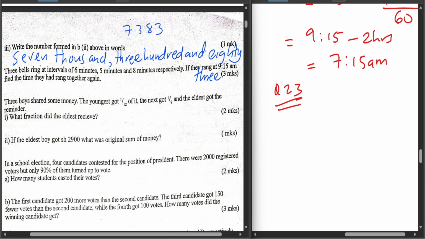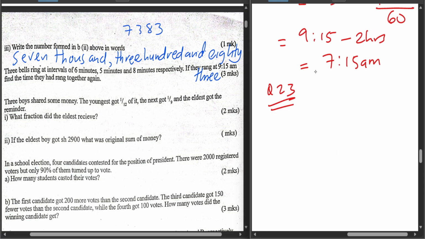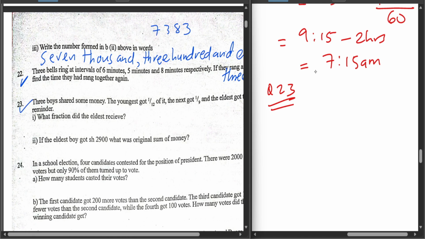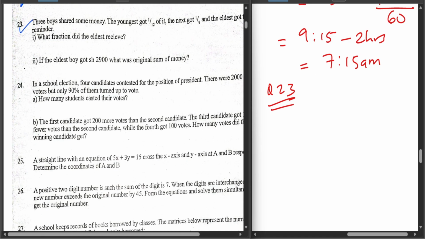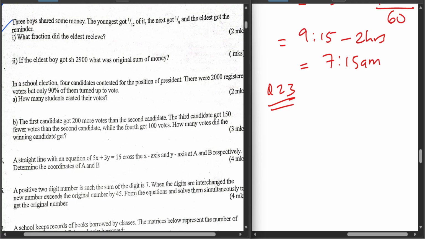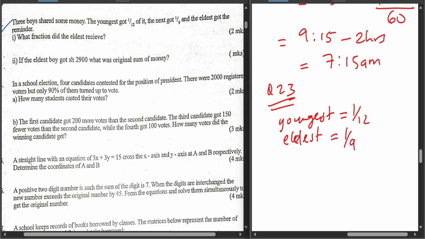Now 3 boys shared some money. The youngest got a half in this question. The next got 1/9. The eldest got the remainder. What fraction did the eldest receive? Okay, so the youngest in total got 1/12. The eldest, obviously being the eldest, is going to get the more. No, sorry, the next got 1/9. The eldest got the remainder. So that's I think the middle son.